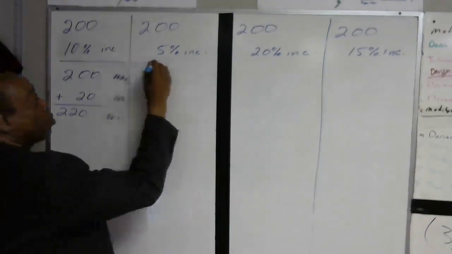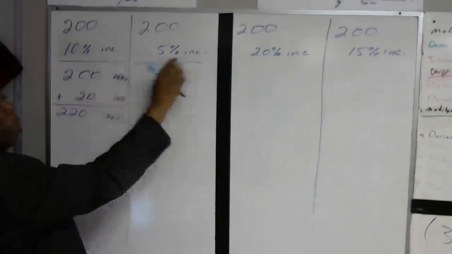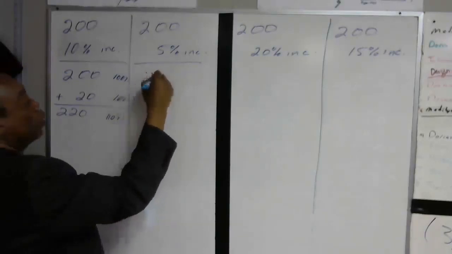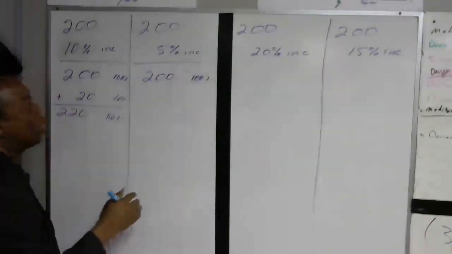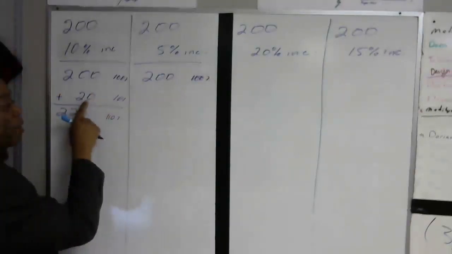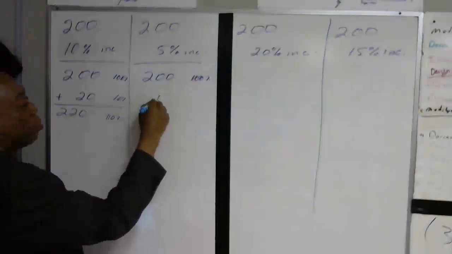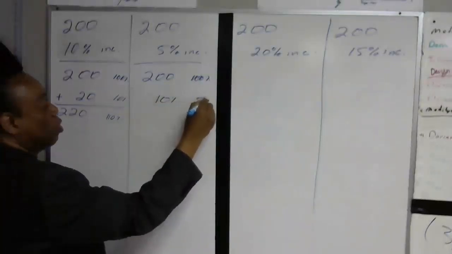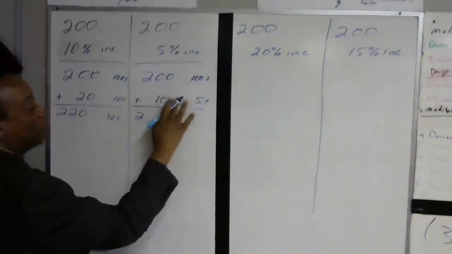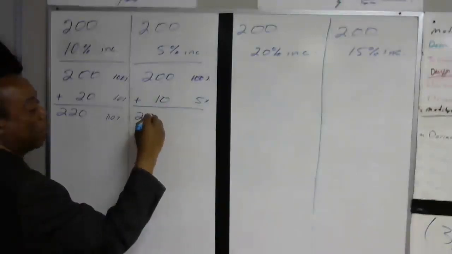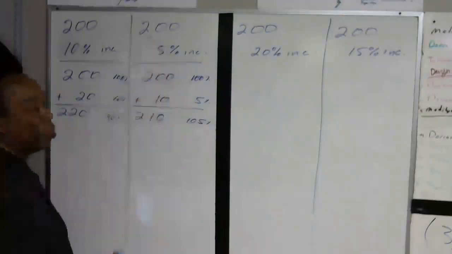Now, 5% increase. Once you know what a 10% is, you can make all the other percentages. So again, 200 represents 100% of the value. And 5% is simply half of 10%. So if we make 10% by simply moving the decimal over and making this 20, half of this will be 10. So 10 represents 5%. Then we add the 200 and the 10 represents 5%. We add them together, we get 210. This represents 105% of the original 200.